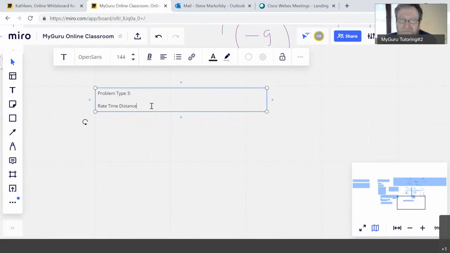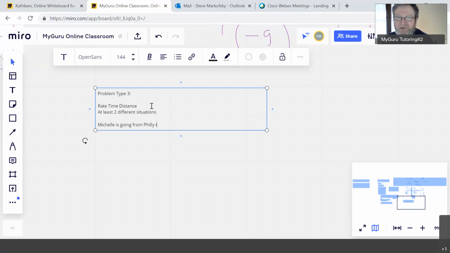And usually what you want to do is assume that there's probably going to be at least 2 different situations. The simplest situation would be something like Michelle is going from Philly to, I don't know, Kansas City, right? She hops on a bus, goes, say, 60 miles per hour on average. I have no idea what the distance is, but let's say it's 1,200 miles. If the distance is more, let's say it's like 2,200 miles.